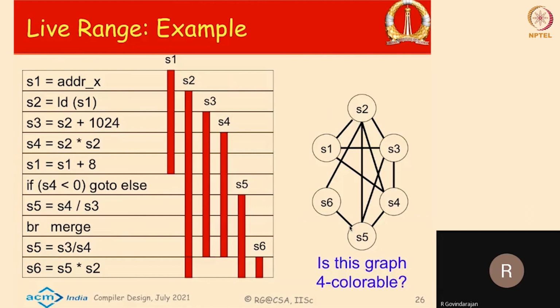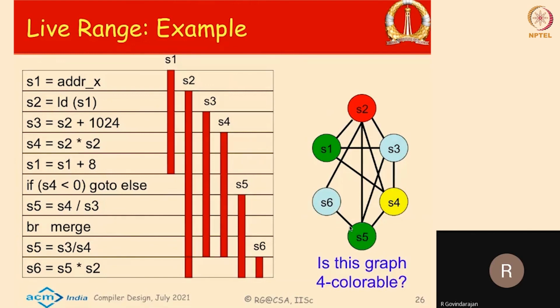Now, by looking at the interference graph, we can say whether this interference graph can be colored using some number of colors or not. For example, let us say that we want to do register allocation in a machine which has only 4 colors, 4 registers, right? The question is, is this graph 4 colorable? Because this graph is small, we can even try this manually, and we can see that if I keep giving these different colors, I should be able to do it, right?